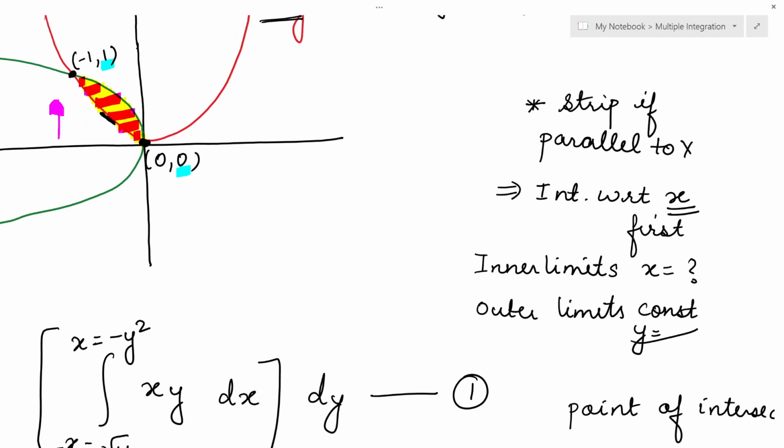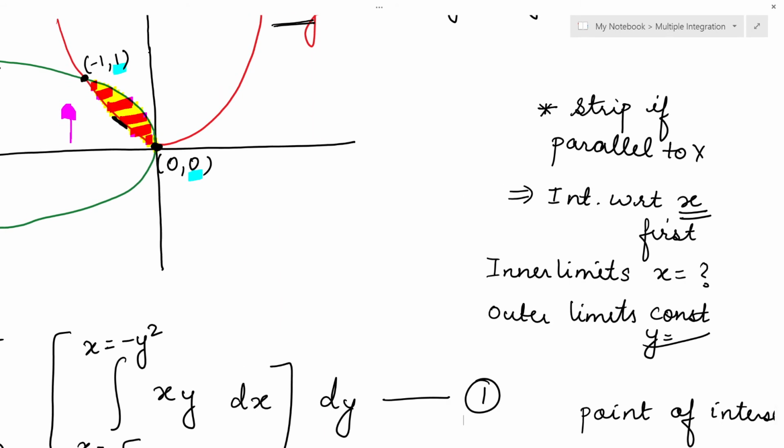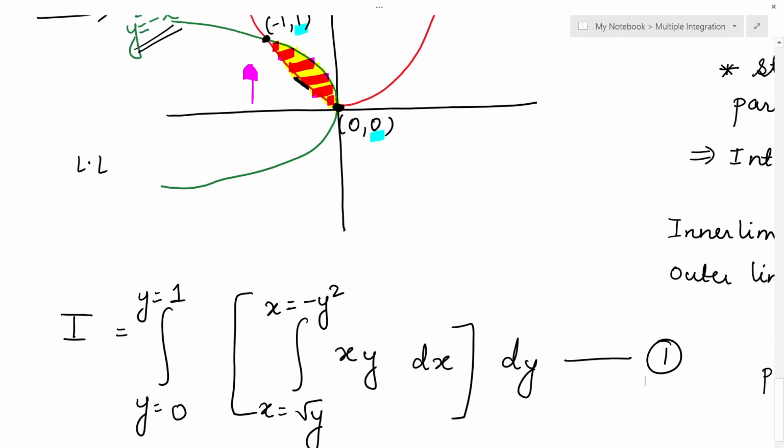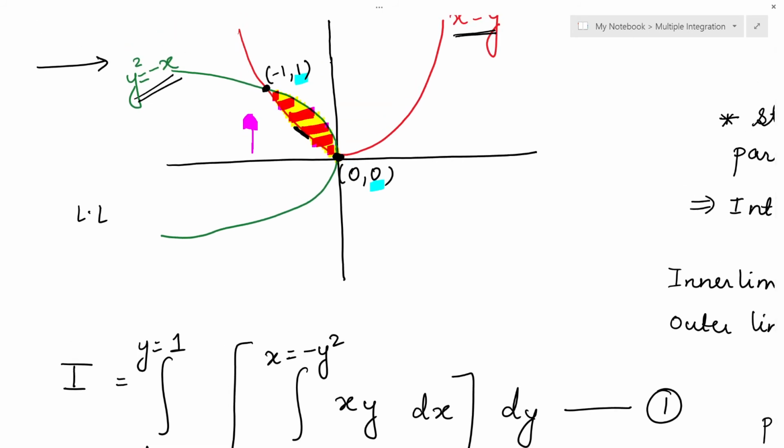Please make note of this: if the strip is parallel to x-axis, you'll have to integrate with x first and the inner limit will be something like that. And now in the next sum I will take where I have considered a strip parallel to y-axis. So both cases will be clear to you. By taking the sum, I hope you have understood the idea now, what we have to do.